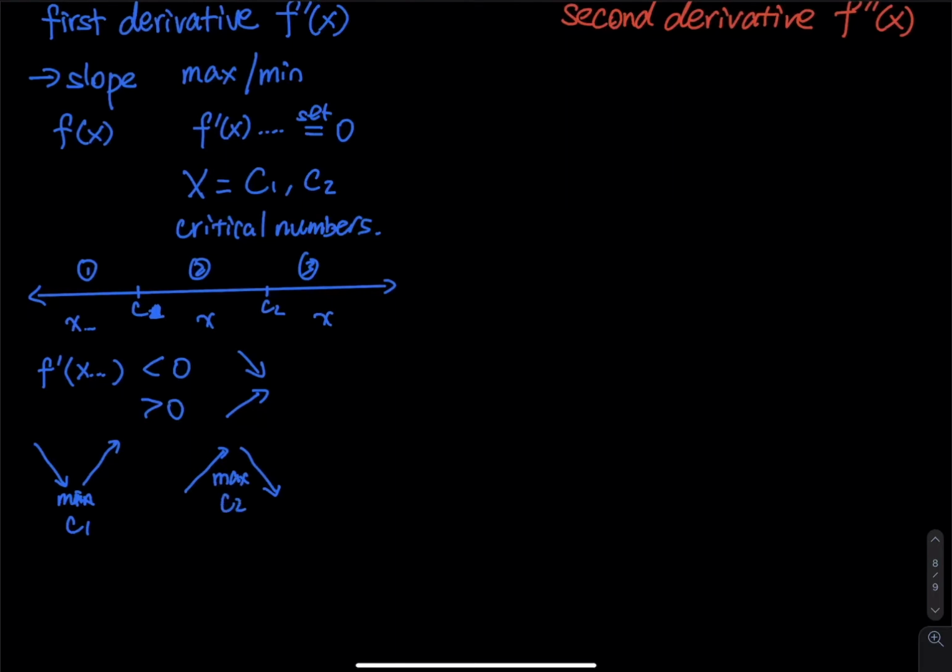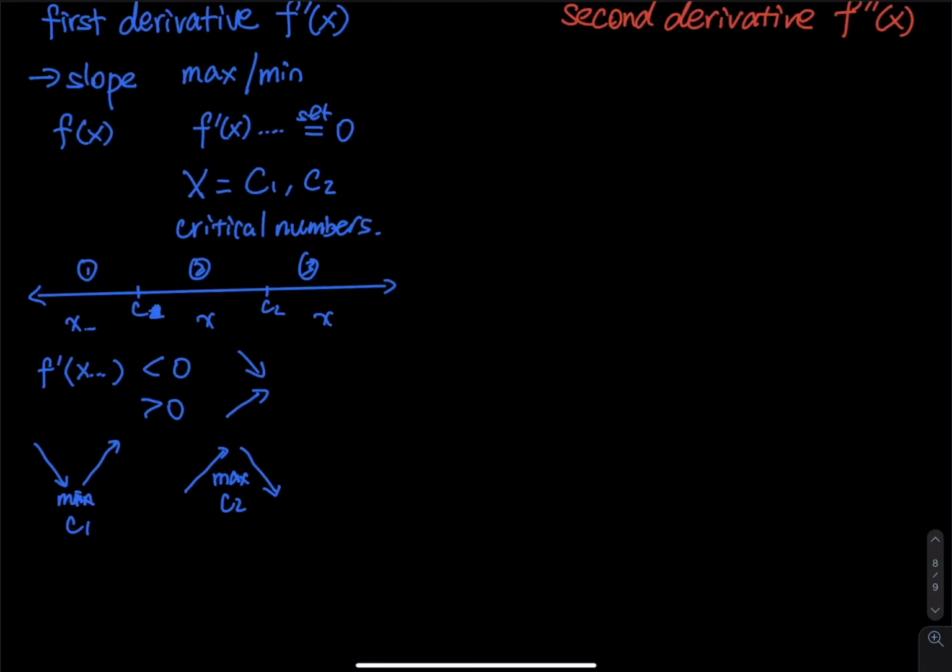So we take the first derivative, set it equal to 0, find the critical numbers, drop the numbers on the number line, then determine the test intervals, and then you pick a value within each test interval to plug into f prime to see if the interval is increasing or decreasing, right?